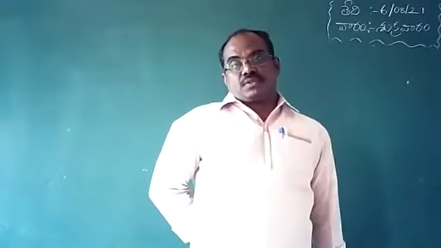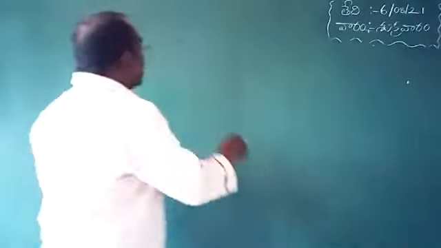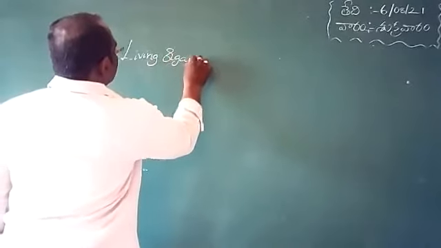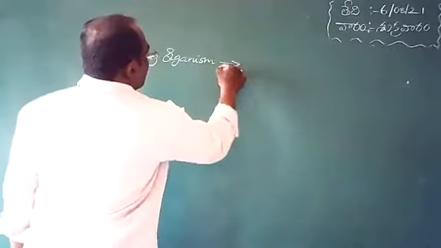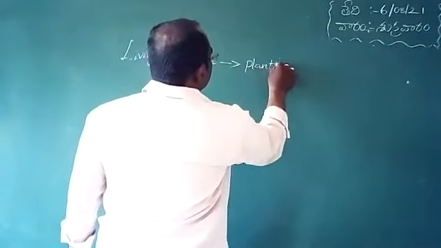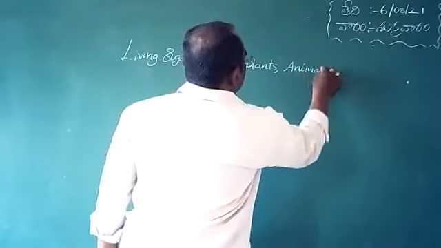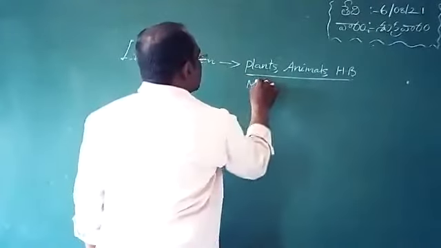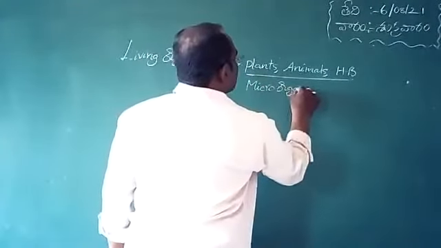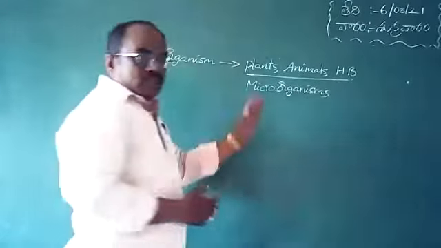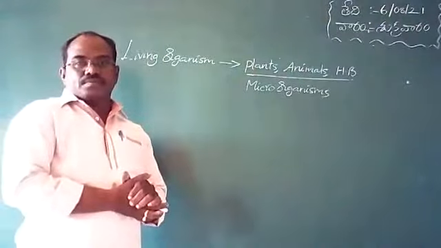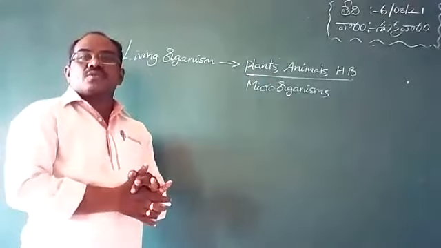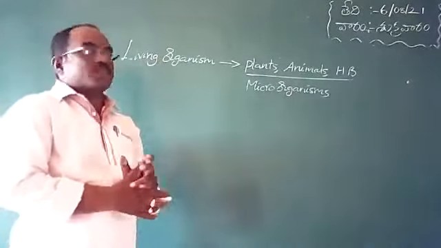Living organisms. What are living organisms? Living organisms like plants, animals, human beings and microorganisms. These are the living organisms. Plants, animals, human beings and microorganisms, all these are living organisms.